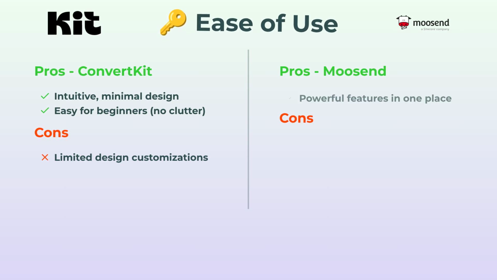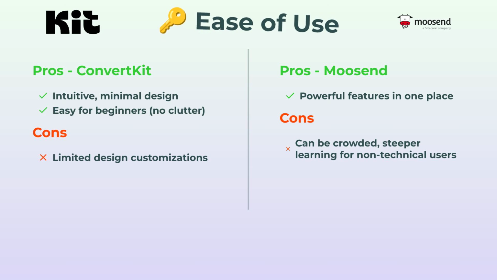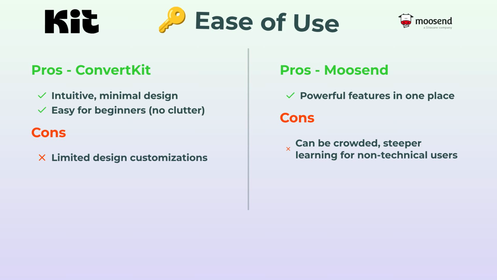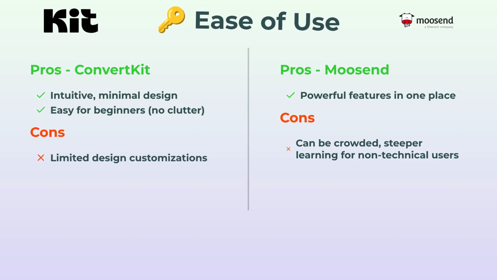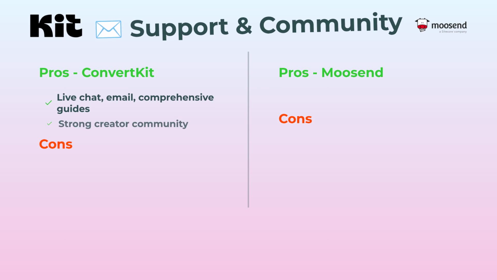Moosend, by comparison, is powerful, but sometimes you're like, where was that button? With all the features packed in one spot, it takes time to get the hang of it. And honestly, if you're not super techie, you might get a bit lost in the weeds. This is where ConvertKit finally shines, taking the win for simplicity. Next up, support and community.